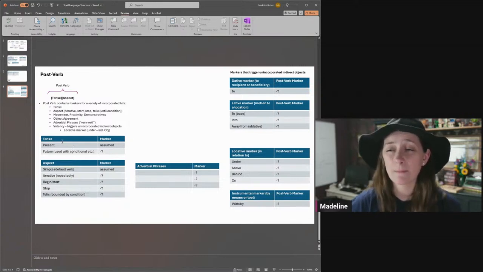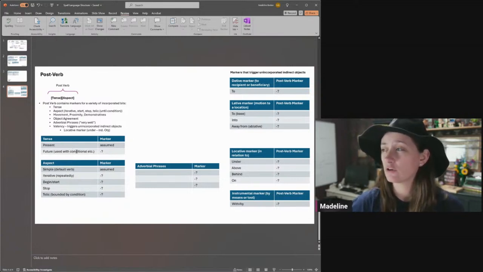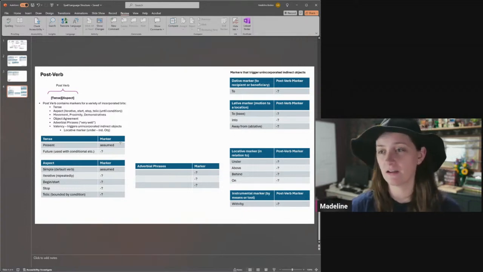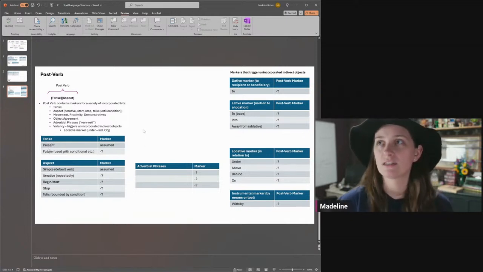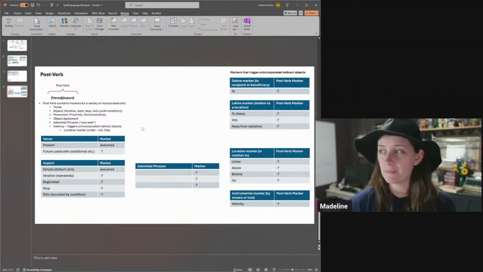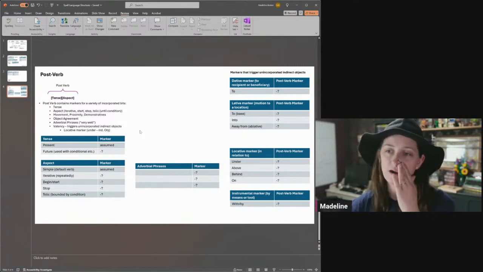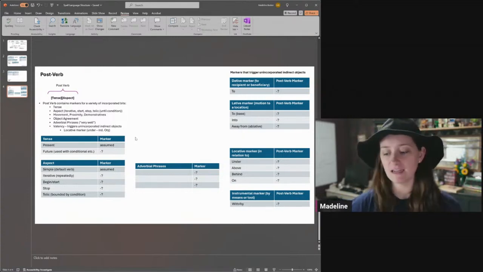I considered combining them into single markers that provide both the tense and the aspect. But for now, I just went with this, where we have our present and future tense. I don't think I have a use case for past. There would be past, but I don't think I would ever have a spell with past in it, if that makes sense.